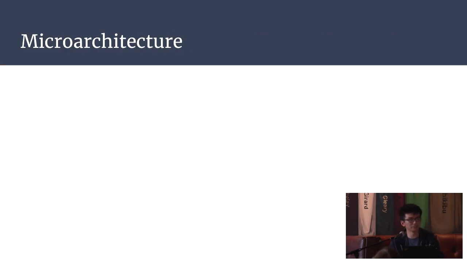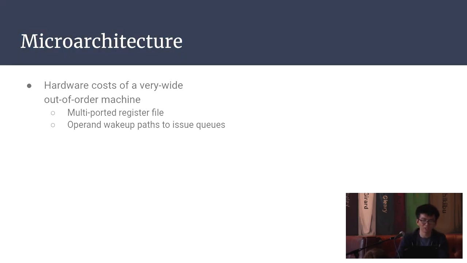Well, one area is fundamentally microarchitecture. So this is sort of alluding back to the end of Moore's law. We can't really rely on manufacturing improvements to drive performance, so we have to look back at the design fundamentals of microarchitectures. So in general, the hardware costs of a very wide out-of-order machine come from two components. There's a multi-ported register file and the scheduling logic, which wakes up instructions in the issue queues and sends them to the execution units.